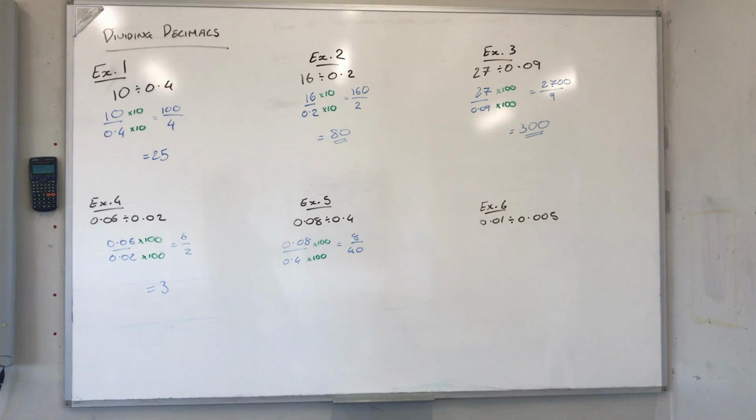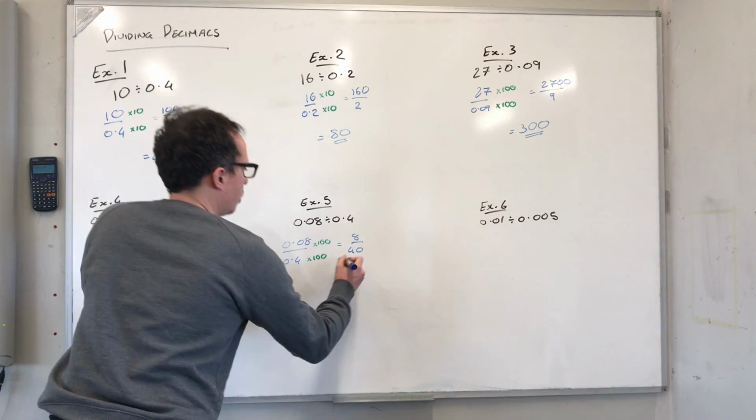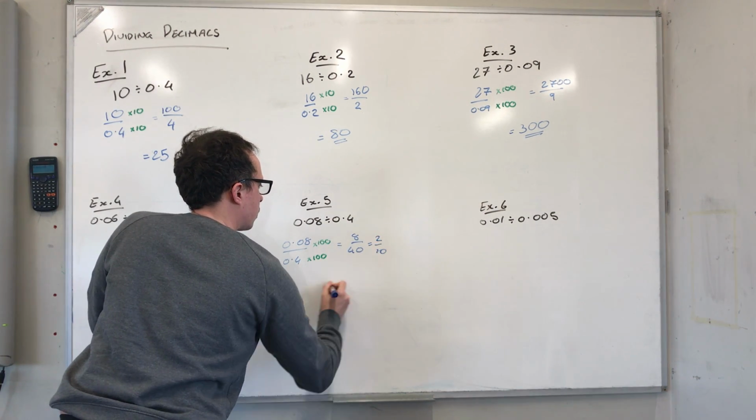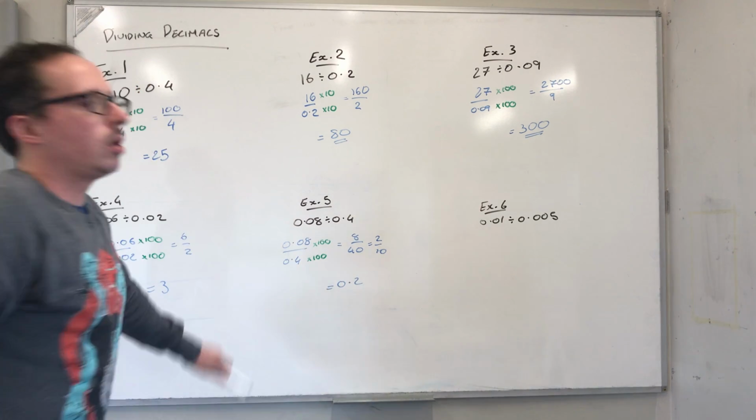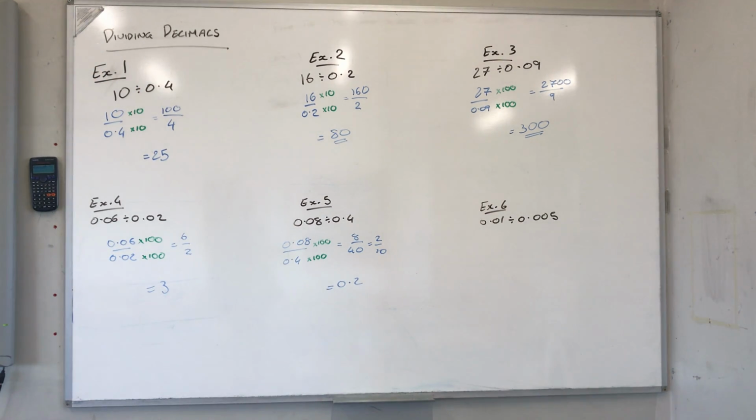So I had to multiply both of them by 100, which did make us have a bigger number than we needed to on the bottom, but that's just the way we're going to have to do it. And it's 8 divided by 40, which is just 2 divided by 10, or 2 tenths, which is just 0.2. Last one.